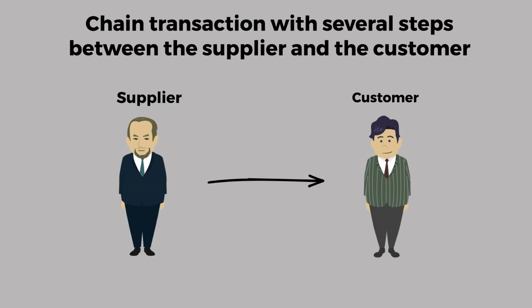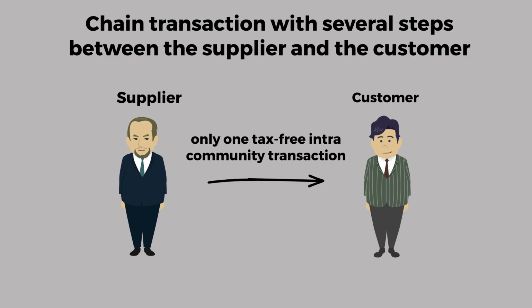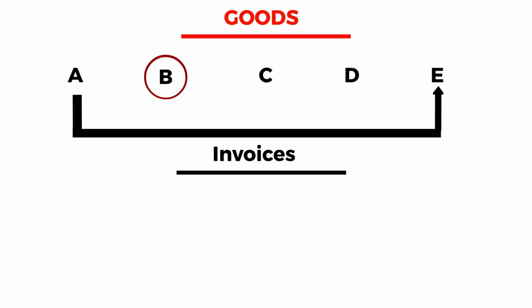Case 2, a chain transaction. This is a transport of goods directly from the first supplier to the final customer, with several steps between the supplier and the customer. Here it is defined that just one single transaction can qualify as tax-free intra-community transaction. For example, goods shall be transported from supplier A to the customer E, but there are supplier B, supplier C and supplier D in the chain, and all are in different EU member states. Now the rules allow that one supplier in the chain acts as an intermediary who makes or organizes the transport. This intermediary shall have a VAT number in the country of supplier A. Let us assume B is the intermediary.